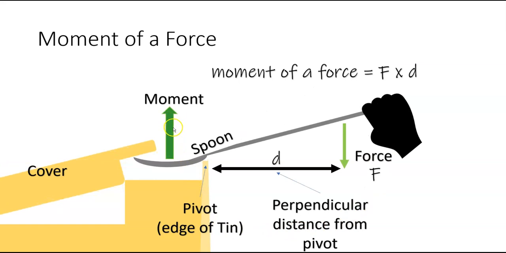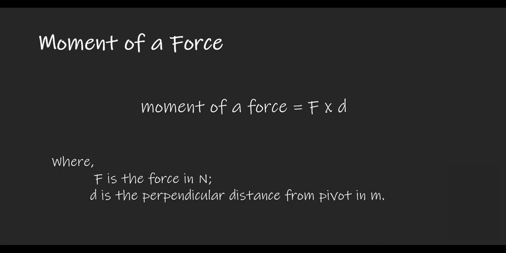The moment of a force is a quantity that tells us the extent of the turning of a force. It depends on the magnitude of the force and the perpendicular distance of the force from the pivot. Now, what exactly is the implication of this formula, and what is the benefit of learning the moment of a force? To answer this question, let's look at the next example.